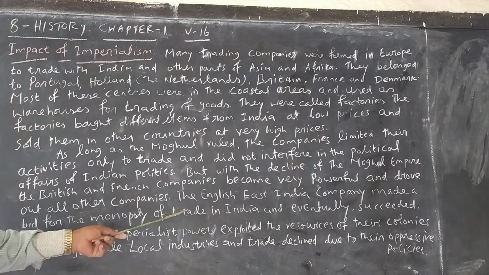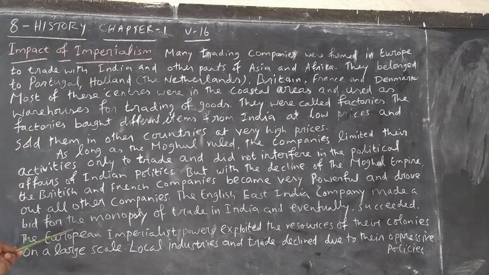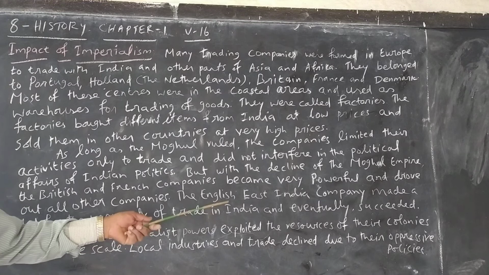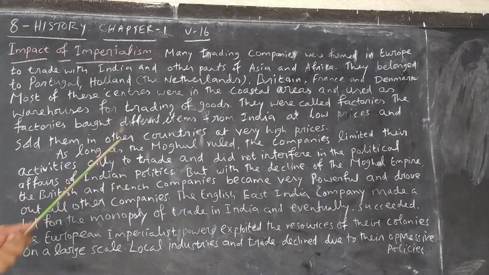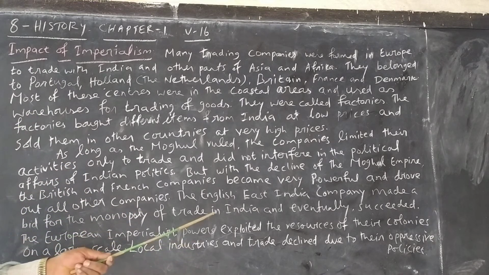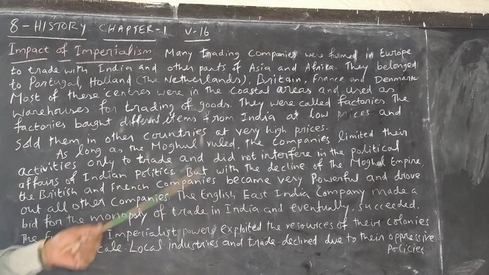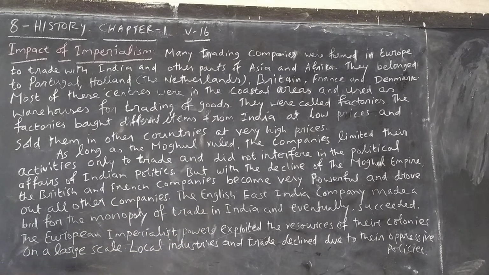The English East India Company made a bid for the monopoly of trade in India and eventually succeeded. The East India Company was ruling India till 1857. India was ruled by a British company, the East India Company, and it was given permission by the British Queen. They were ruling India until 1857. Then only the Britishers started ruling directly.